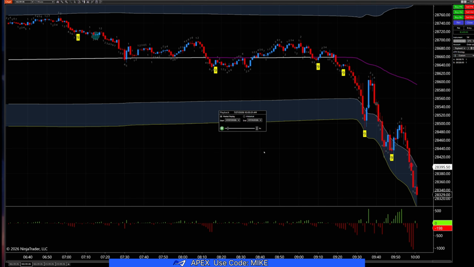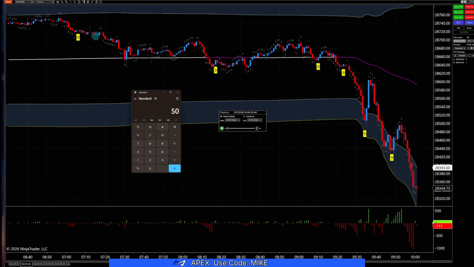Now, at this point, again, if we go back and look at how much risk we had on any one of these trades, the most that we were risking was 50 ticks, which essentially was 50 ticks times $5 per tick, $20 per point.